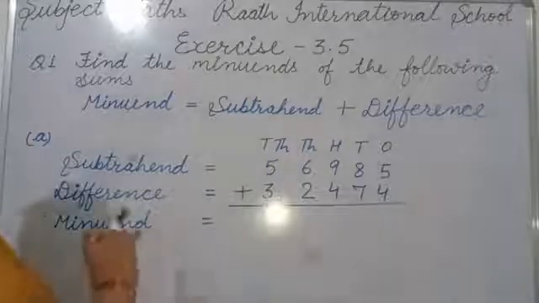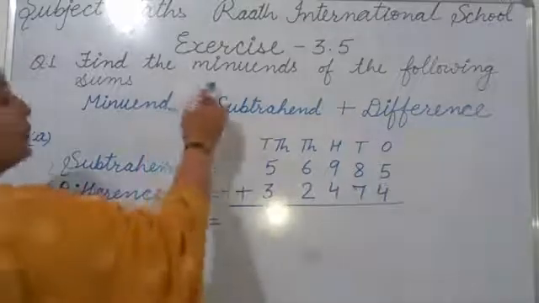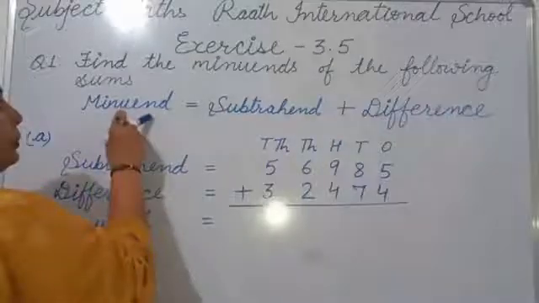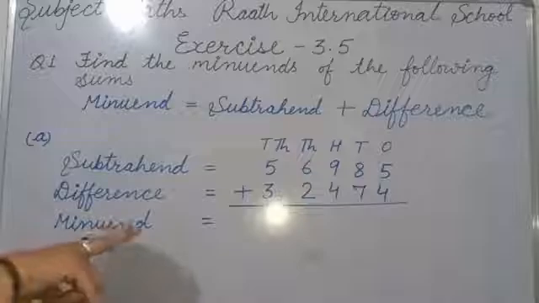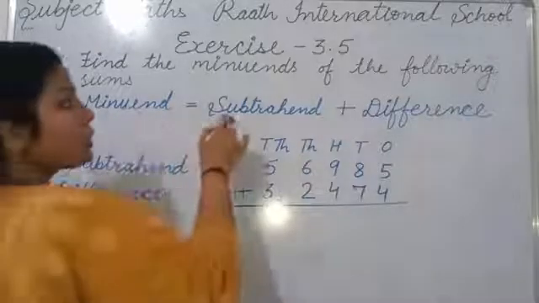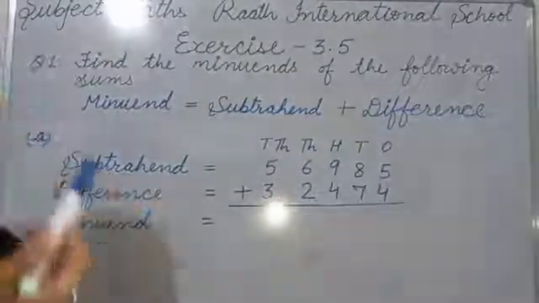Now see here, firstly we should write the formula of minuend. It says find the minuend of the following sums. So how do we find the minuend? There is a formula for when subtrahend and difference are given. Minuend equals subtrahend plus difference. Then we can find the minuend.